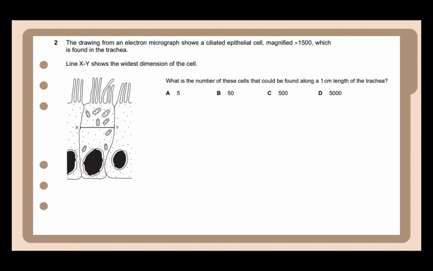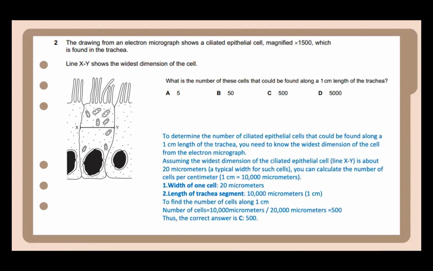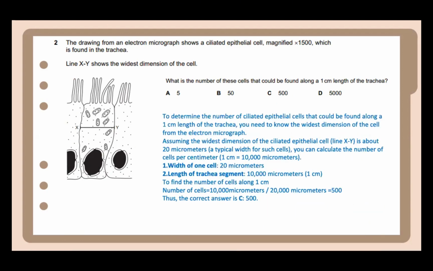The drawing from an electron micrograph shows a ciliated epithelial cell magnified multiply 1500, which is found in the trachea. Line X to Y shows the widest dimension of the cells. What is the number of these cells that could be found along a 1 centimeter length of a trachea? To determine the number of ciliated epithelial cells along a 1 centimeter length of the trachea, you need to know the widest dimension of the cells from the electron micrograph.